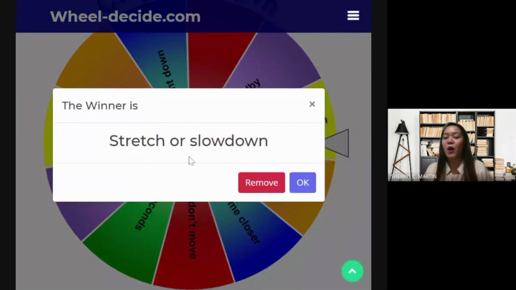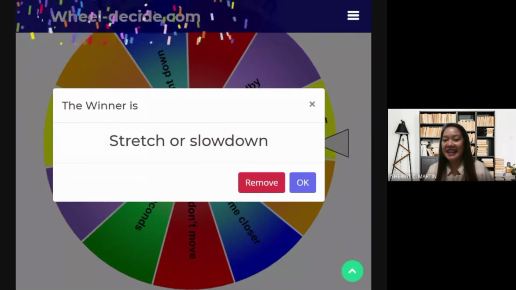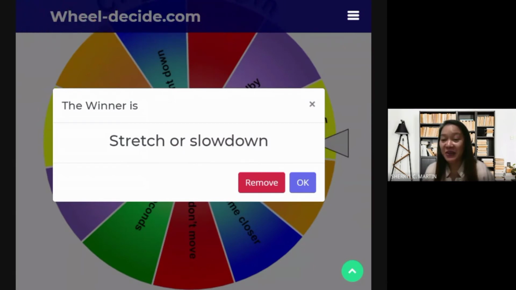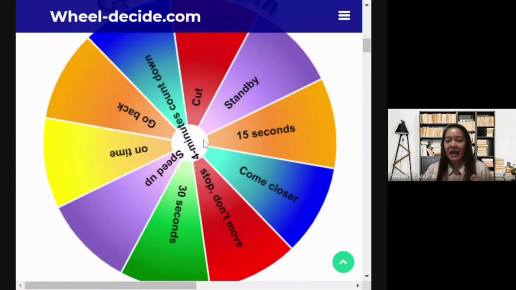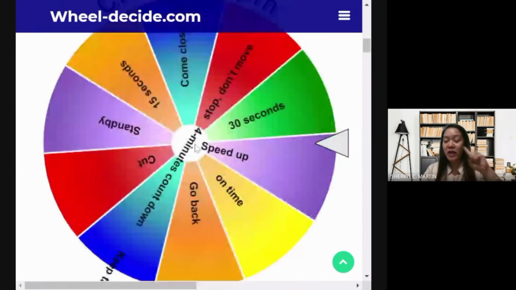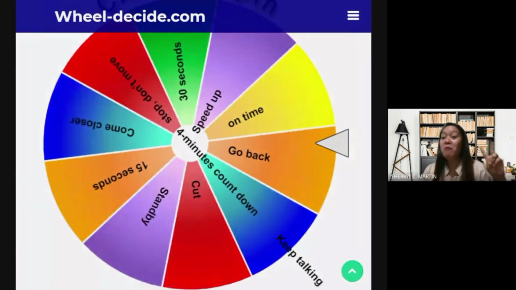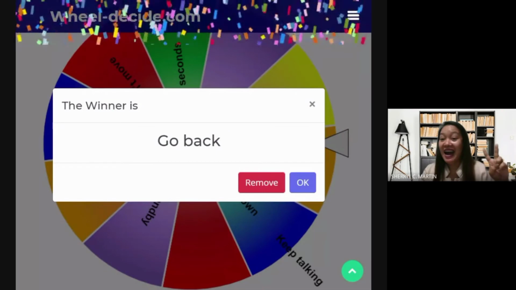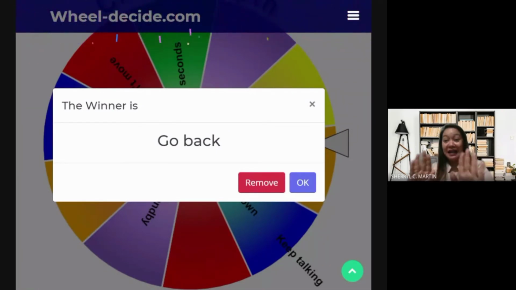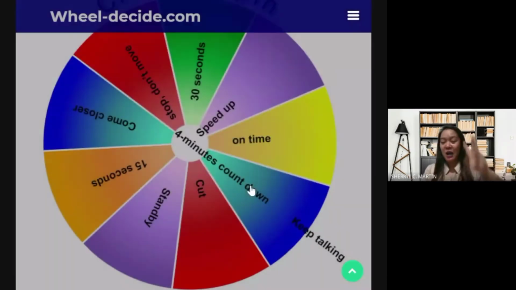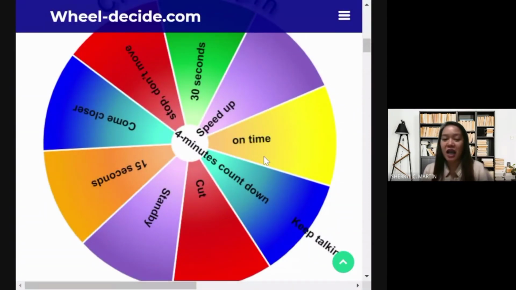Oh, stretch or slow down. Lorenzo! Okay, Lorenzo was just delayed but his answer is correct. 2. We only go up to 5. Okay, another. 2 na, 2. Go back! Uy, go back? How? Oh, 2 out of 3 na. Oh, our judges there, the leaders.